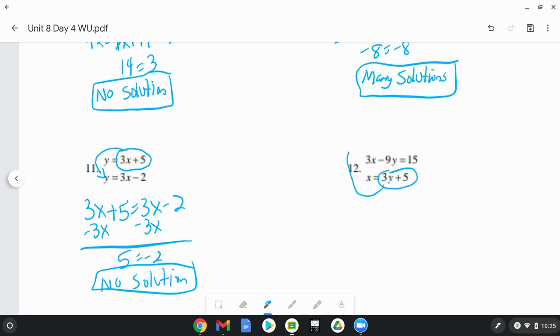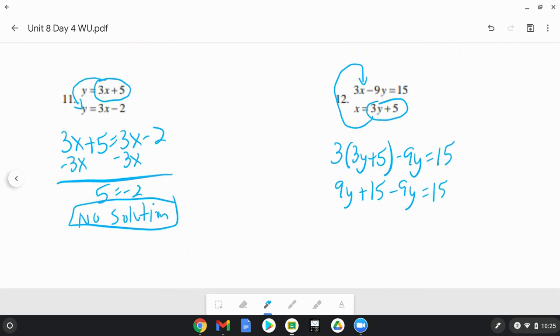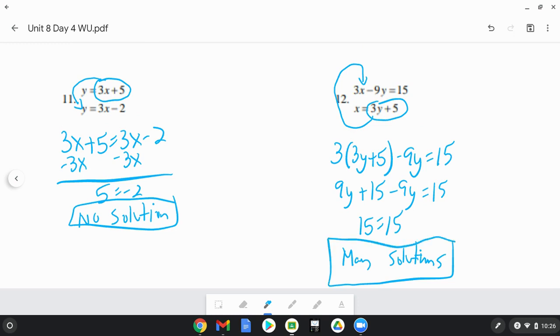And then x equals, we would circle after the x equals, plug it in for the top equation. So now we get 3 times 3y plus 5 minus 9y equals 15. So we get 9y plus 15 minus 9y equals 15. We get 15 equals 15 in the end. Those two make sense, so it's many solutions. So that covers substitution when you have the special cases of many or none. So that'd be parallel lines or lines that are right on top of each other.